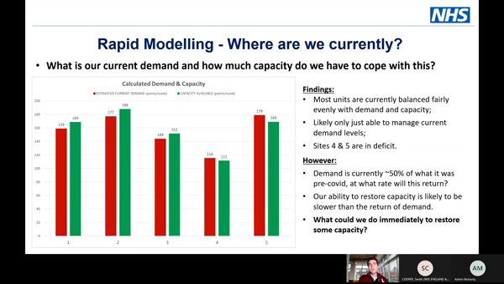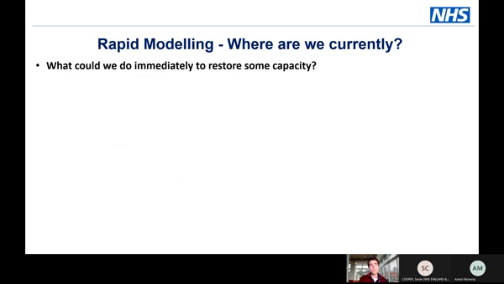So that said, demand might be roughly balanced with capacity, but demand is also only 50% of where it should be. And we don't know at what rate that's going to return. So it's quite likely that our ability to restore capacity is going to be slower than the return of that demand. So an obvious question then is, well, what could we do immediately to try and restore some of that capacity? So this is where we come on to some scenario modeling that we did.